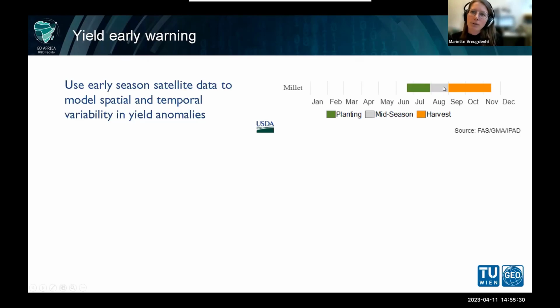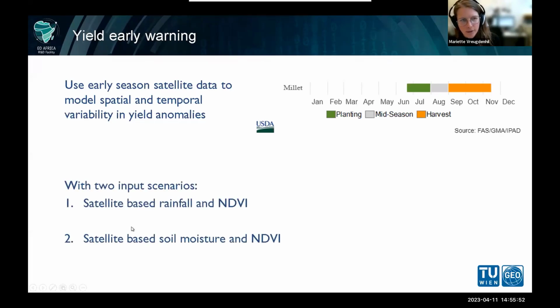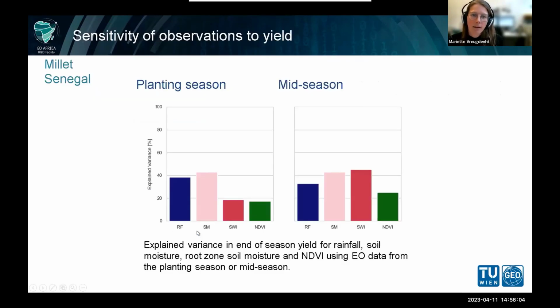And what we tried to do is predict the yield at the end of the season already during the planting season, because if rainfall is delayed, it could be that the crops don't even germinate and they won't come up. So there is a possibility to do a yield prediction already in the planting season. And we did this with two input scenarios. We use satellite-based rainfall data and NDVI, and we use satellite-based soil moisture data and NDVI. So we use CHIRPS and NDVI and the HSAF soil moisture and NDVI.